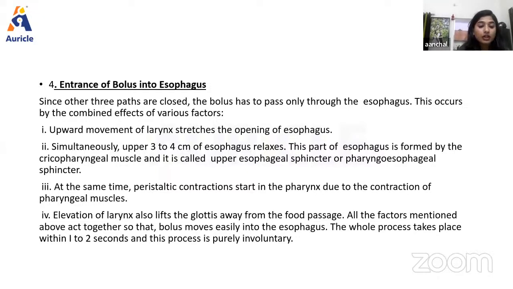Okay, so again, I'm going to make a revision of this stage, that is the pharyngeal stage. Basically, as we have discussed, this stage shows involuntary, complex, closely coordinated movement in the pharynx that pushes the bolus into the esophagus. And if we talk about the duration of this stage, as we know, the duration is 1 to 2 seconds.